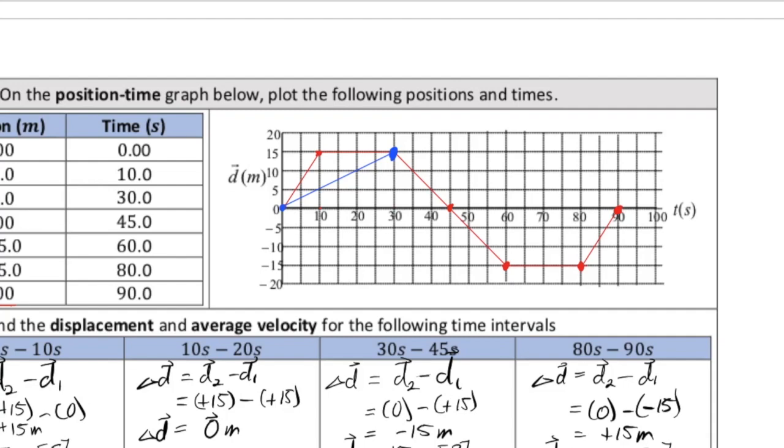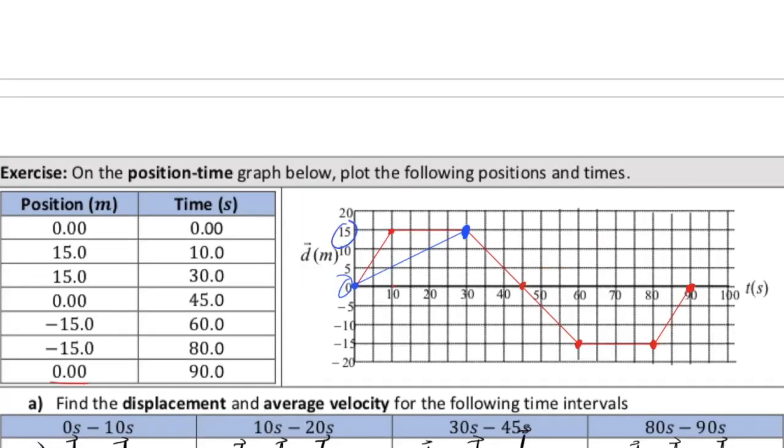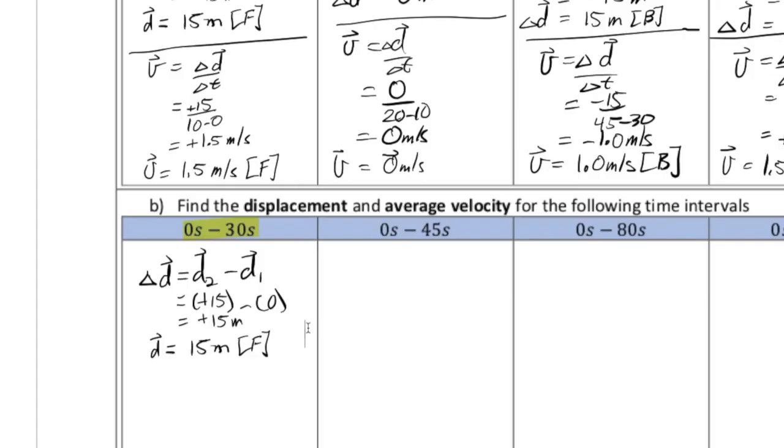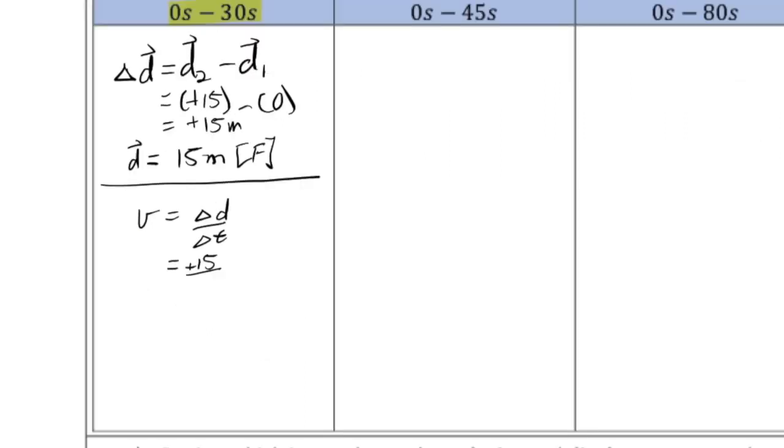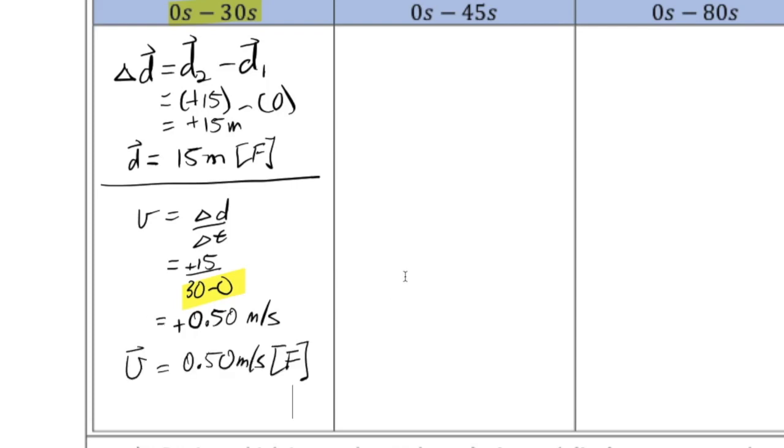So again, our initial position, 0 meters, final position, 15. So our displacement is just 15 meters forward. But where things get different is with the average velocity, because now our time interval is bigger. So this works out to positive 0.5 meters per second, or 0.5 meters per second forward.